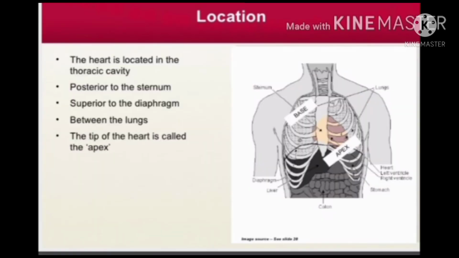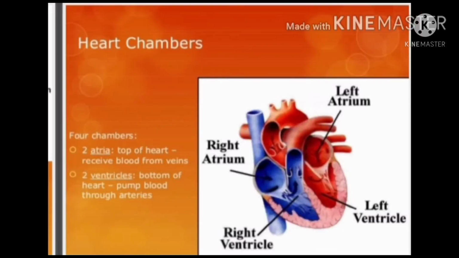Here in this slide you can see the location of heart. The heart is located in the thoracic cavity. It is located between the lungs and we call the tip of the heart the apex. Now we will read about the structure of the human heart. The heart is a hollow muscular organ roughly the size of our fist. Its average weight is about 300 grams in males and about 250 grams in females. It is reddish brown in color and conical in shape.